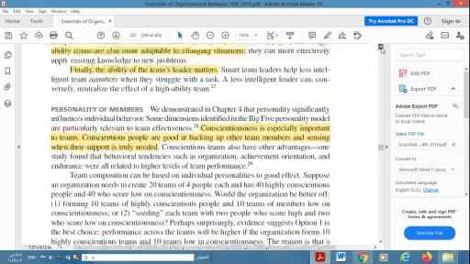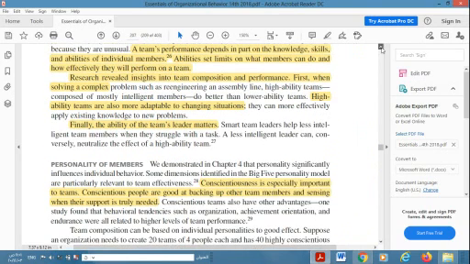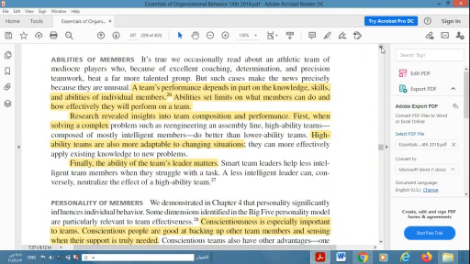The first one related to the composition, اللي هي الـ abilities of members. Teams performance depend in part on knowledge, skills, and abilities of individual members. Abilities set limits on what members can do and how effectively they will perform on a team. And the research revealed insight into team composition and performance.